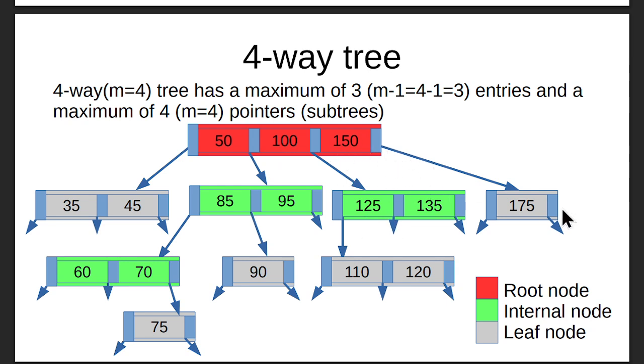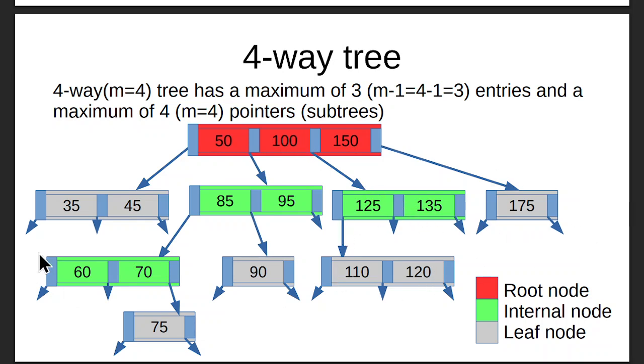Now for the last subtree, which is the right pointer for the last entry in this node, which is 150, these values are all greater than 150. Here we are coloring this as red, this is the root node. And these are the internal nodes because they have a parent as well as children. So this node has a parent and a child, and this node has a parent and a child.